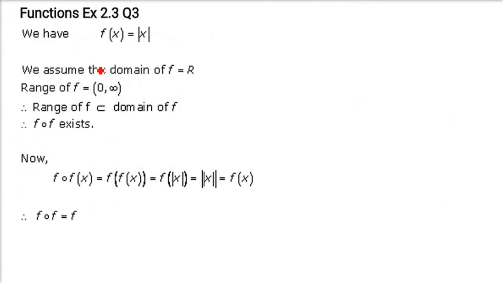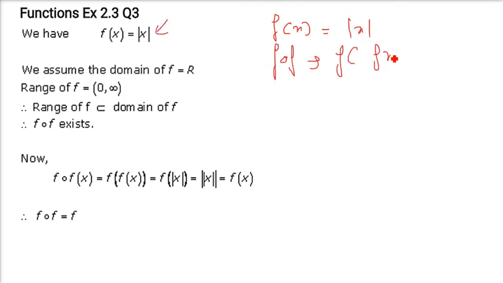Okay. f(x) equals mod x. Prove that fof is equal to f. fof means f of f(x). So f(x) is given as mod x. Okay. So here fof, mod x is the absolute value. So f of f(x), f of mod x. Take mod x and put it inside your x. So it will be mod of mod x. That is, place this mod x inside x in the place of x.